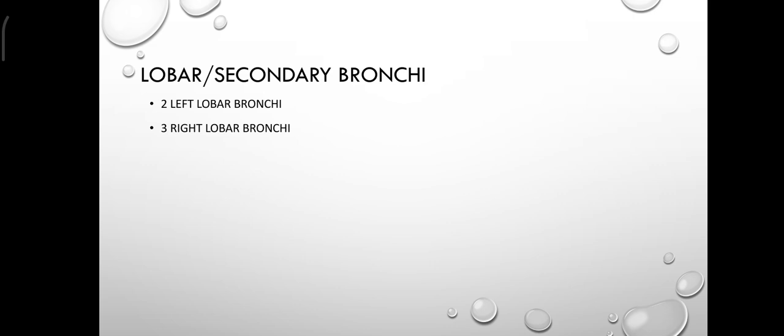Then this primary bronchus is further subdivided into secondary bronchi, which are also called lobar bronchi. Their number in the two lungs is different. There are two left lobar bronchi and there are three right lobar bronchi in the right lung.